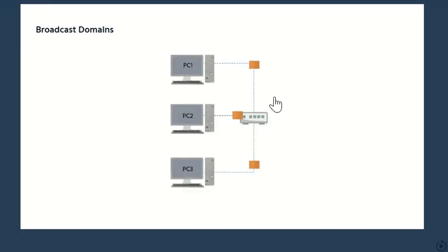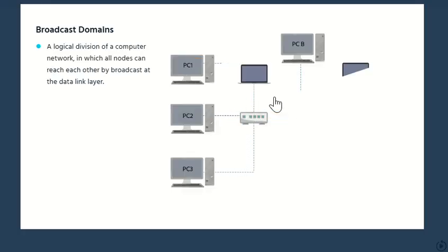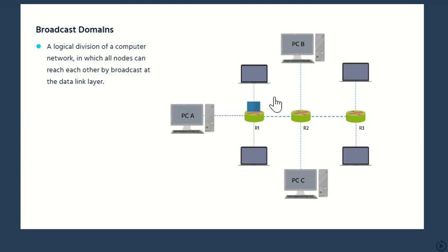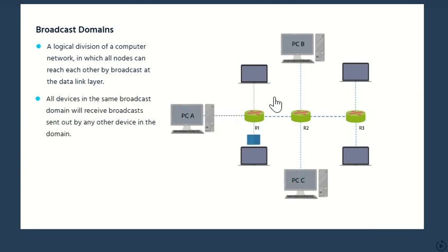A broadcast domain is a logical division of a computer network in which all nodes can reach each other by broadcast at the data link layer. A broadcast domain can include several different physical network segments and is bound by routers. All devices in the same broadcast domain will receive broadcasts sent out by any other device in the domain.